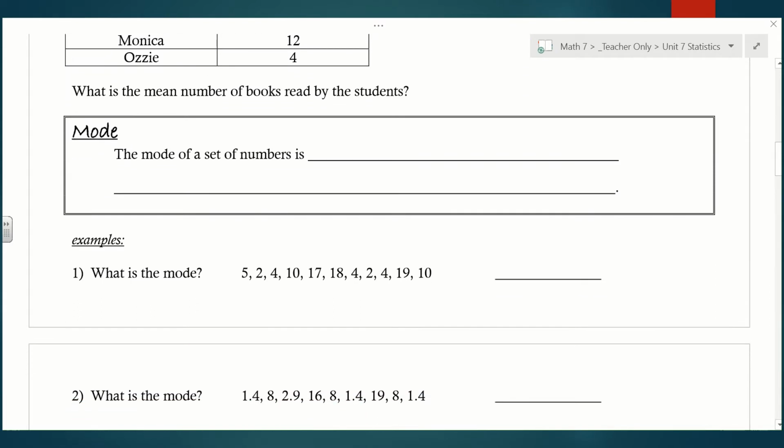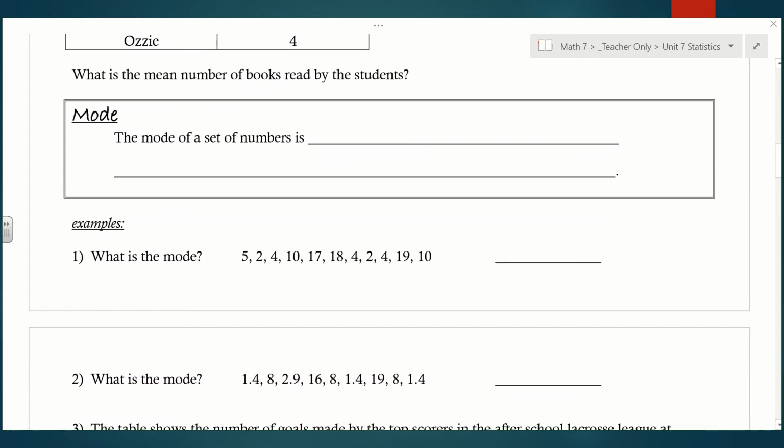The next thing we're going to talk about is mode. So the mode of a set of numbers is the number or numbers, I'm going to put S in parentheses here because it could be more than one mode, that appear the most often in a set of data.